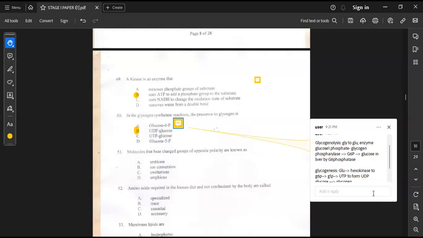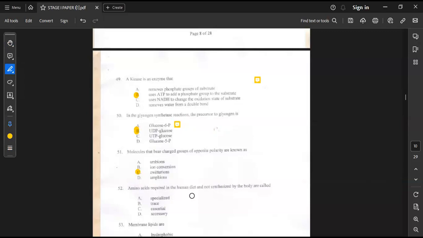Question 51. I think Zwitter ions. Amino acids required in the human diet and not synthesized by the body are called special, trace, essential, accessory. C. Essential. Yes.